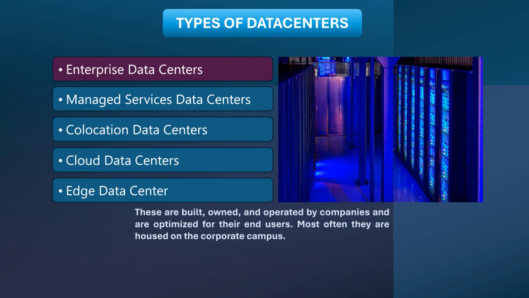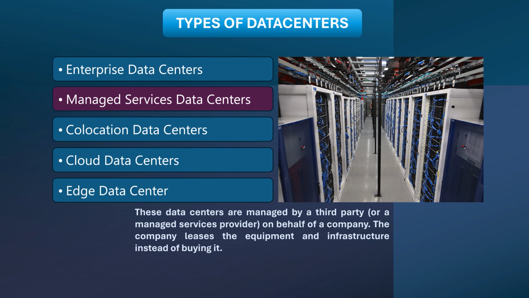Type of data center. Enterprise data centers. These are built, owned, and operated by companies and are optimized for their end users. Most often, they are housed on the corporate campus. In this lesson, we mainly talk about enterprise data centers. Managed services data centers. These data centers are managed by a third party or a managed services provider on behalf of a company. The company leases the equipment and infrastructure instead of buying it.